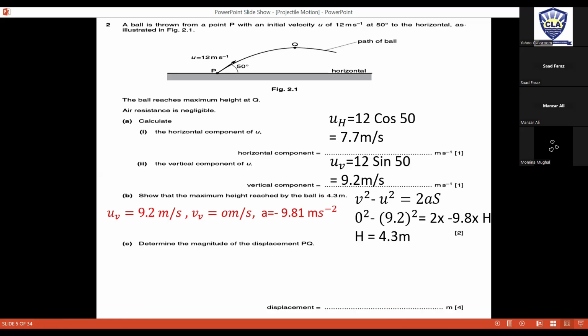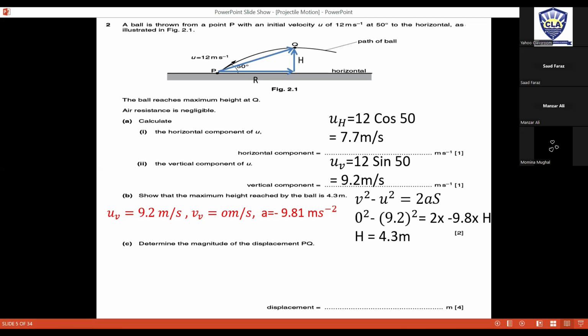What is the magnitude of displacement PQ? Now, this is not the horizontal distance. This is not the vertical distance. It is the shortest distance from P to Q. This is the distance PQ. It can be calculated by the Pythagoras theorem. We know the vertical height. If we know the horizontal distance, we can apply the Pythagoras theorem.